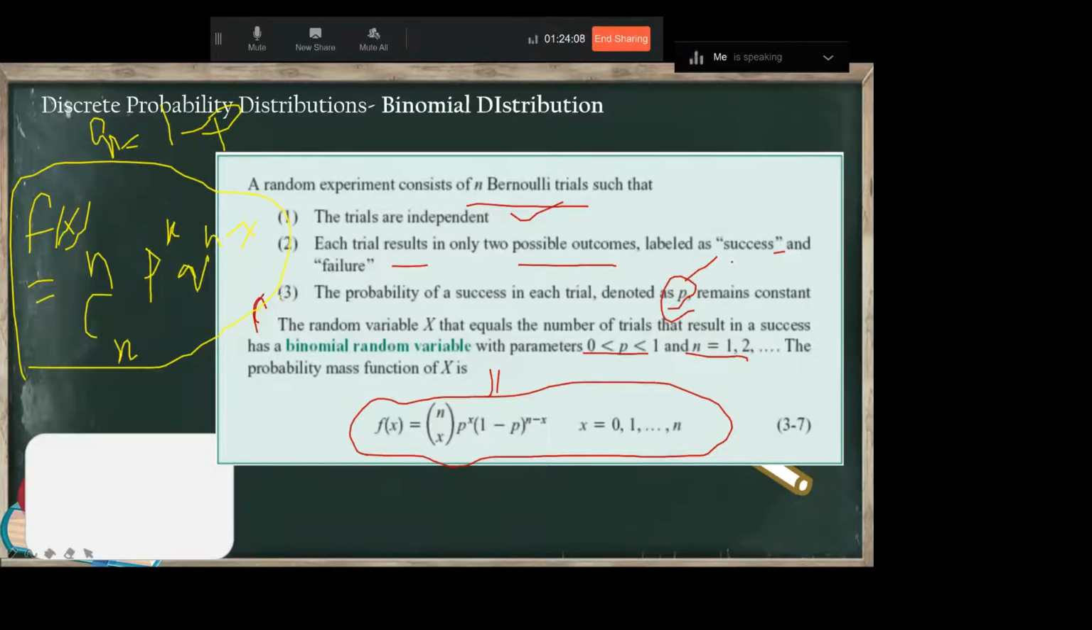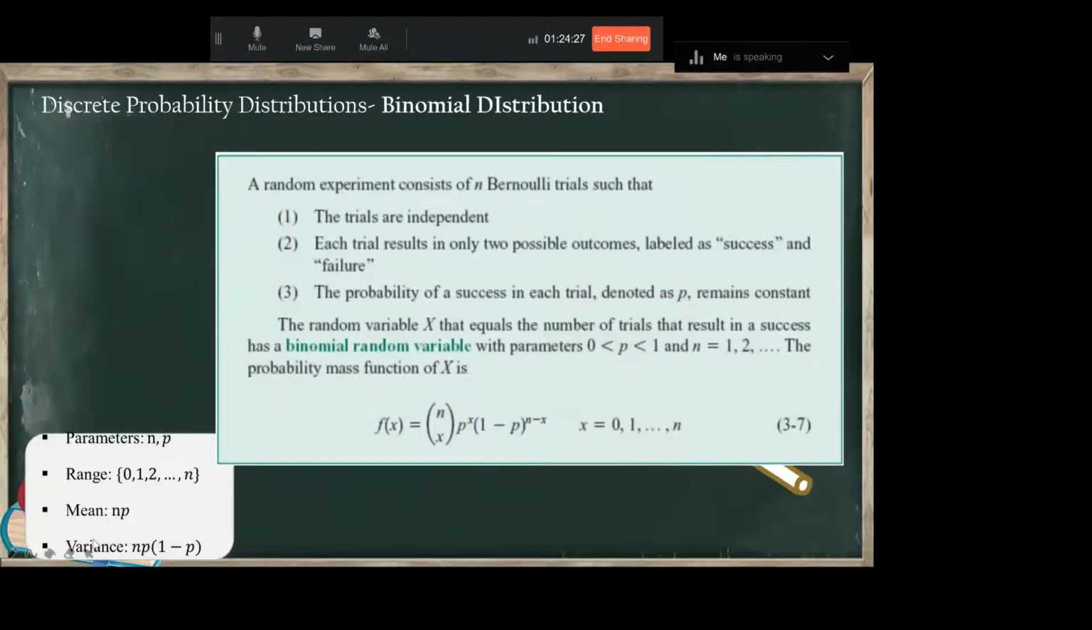So you just need to know what? You need to know 3 things: n, p, and x. That's it. If you have this, you can easily construct the binomial distribution. So here in this case, the parameters are n and p, whereas in Bernoulli the parameters are 0 and 1, right? So here the parameters are n and p. Remember, the range is up to n. In Bernoulli the range is only 0, 1.